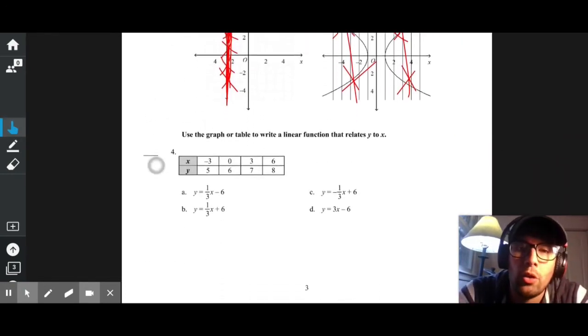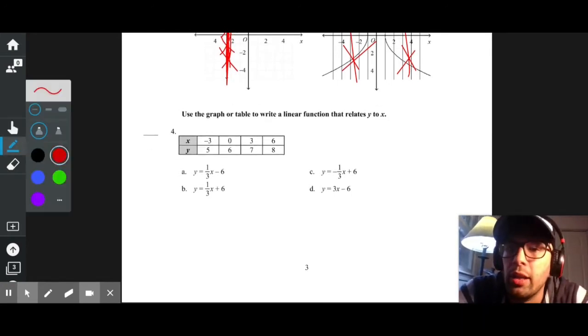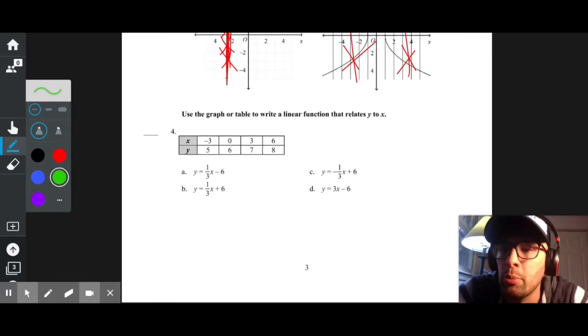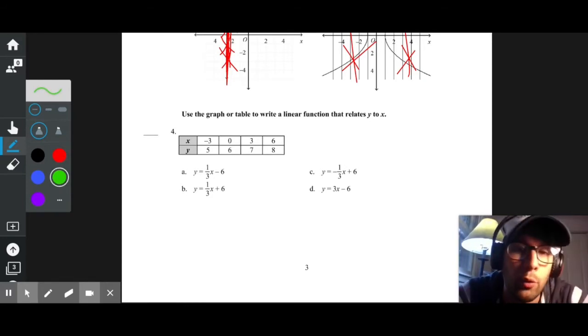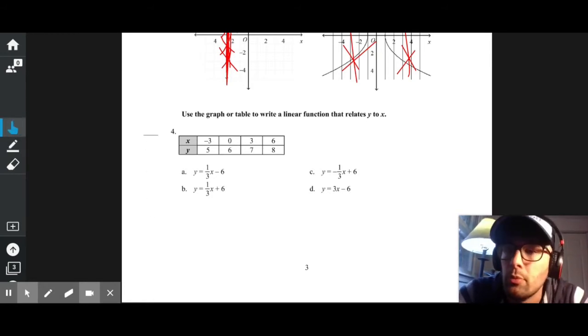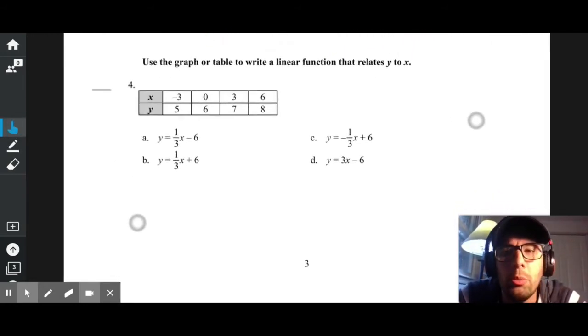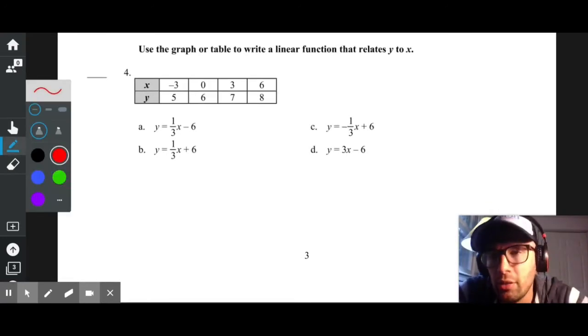Use the graph or table to write a linear function that relates y to x. Normally, if we had a calculator, we would do a little something called linreg, but I'm going to do that differently here. In previous videos, I've done linreg, but I have all the time in the world, and I'm not going to do linreg. I am going to give myself a little bit more space, and I'm going to do the old-fashioned method of doing these types of problems.